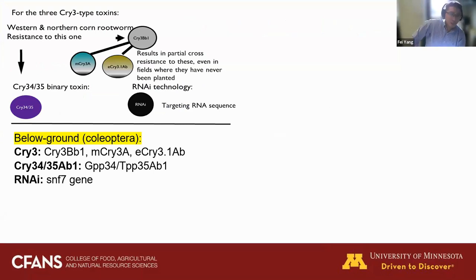So here is a little summary for the management of corn rootworm with Bt traits. As we mentioned, right now we have several modes of action, but the Cry proteins, both Cry34/35Ab1 and Cry3, are not very highly effective due to resistance problems in some locations. And we only have one RNAi technology. That means the selection risk for this technology is high.